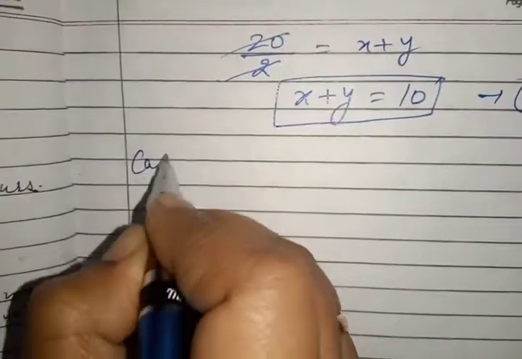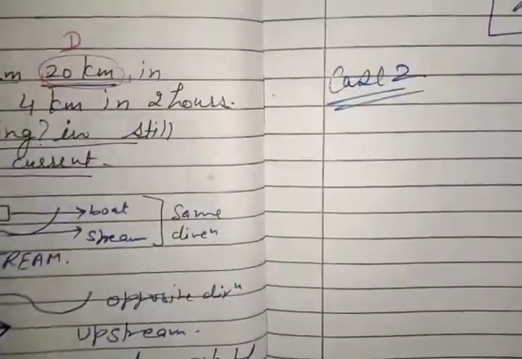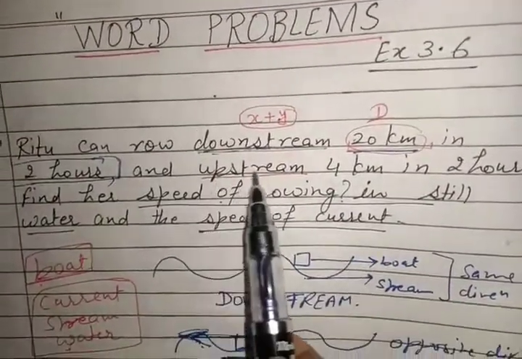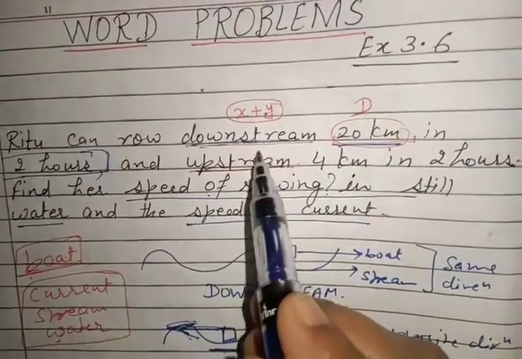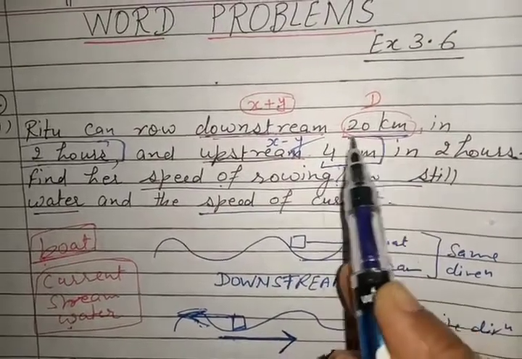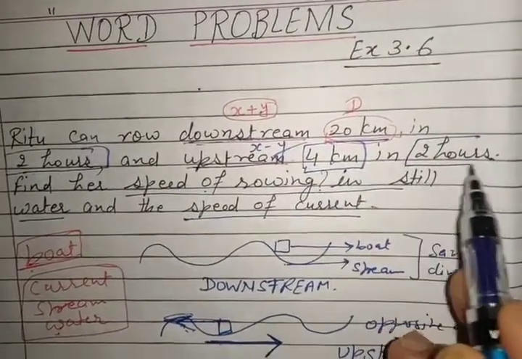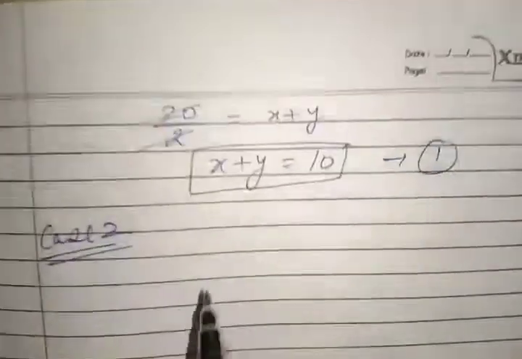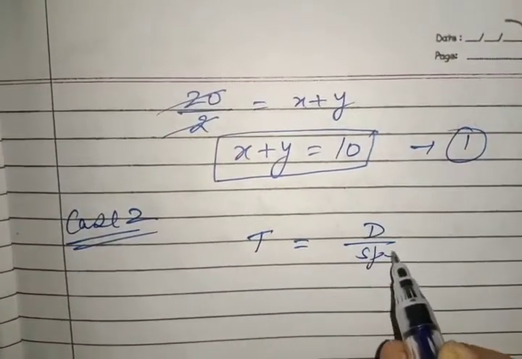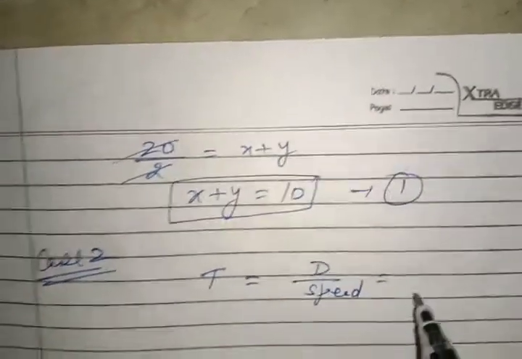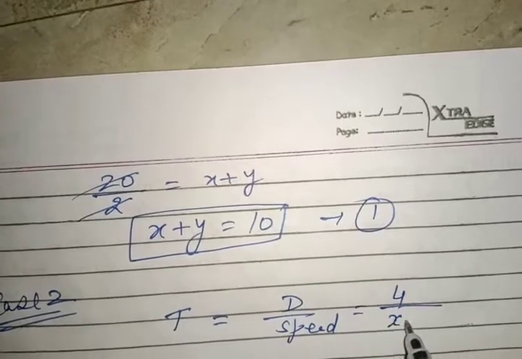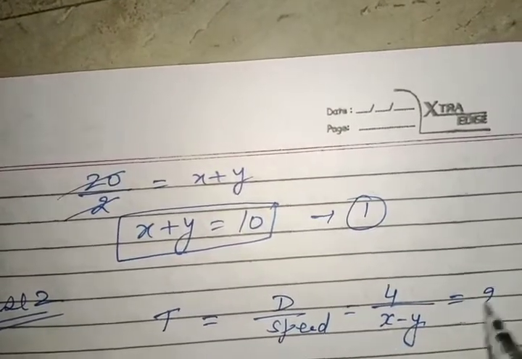Now case 2. Case 2 says upstream speed we know is x minus y. 4 kilometer is the distance and time again is 2 hours. So in this case, time is equal to distance upon speed. Distance here is 4, speed upstream is x minus y, and time is 2.